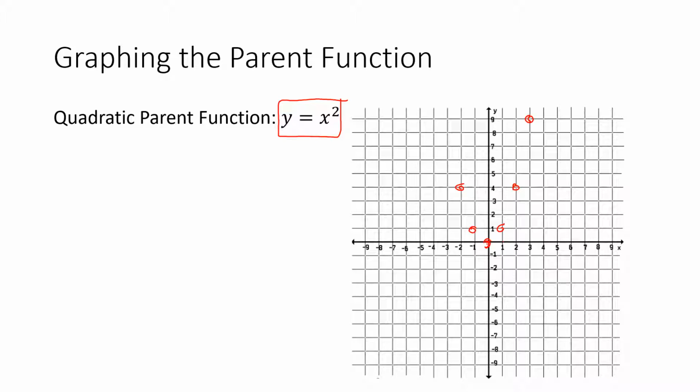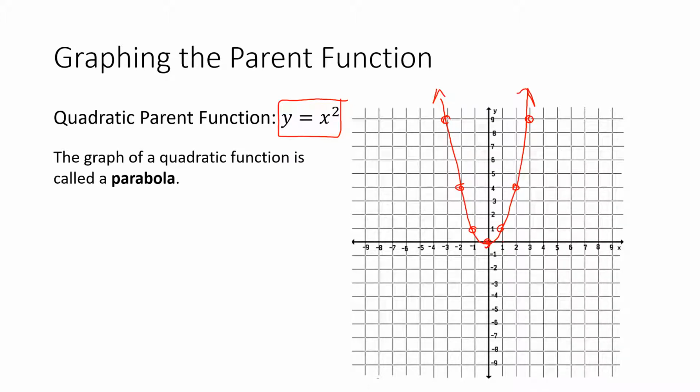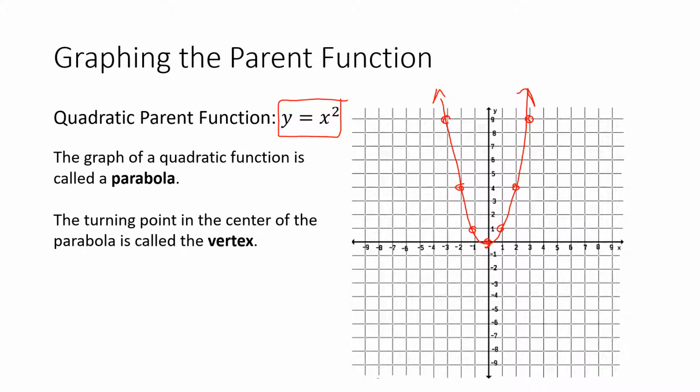Next, if I plug in a -3, -3 squared, -3 times -3 is +9. And here we get this nice U-shaped graph that we call a parabola. This is the quadratic parent function, y equals x squared. It follows an important pattern from the vertex, which is what we call this turning point down here in the very middle of our parabola.